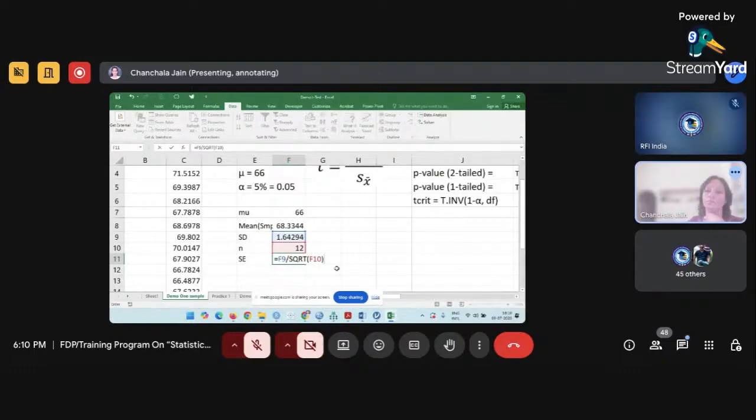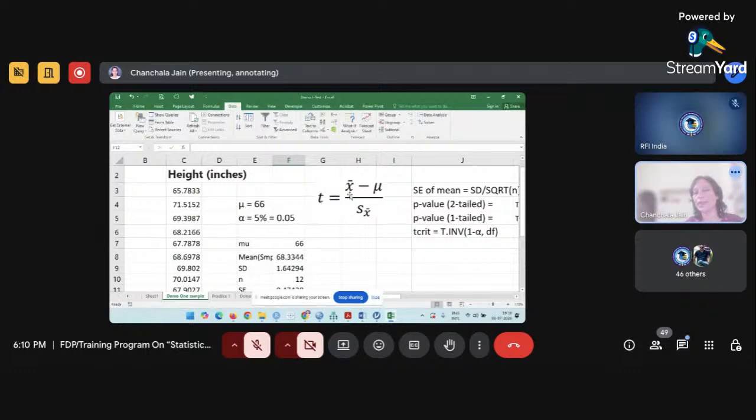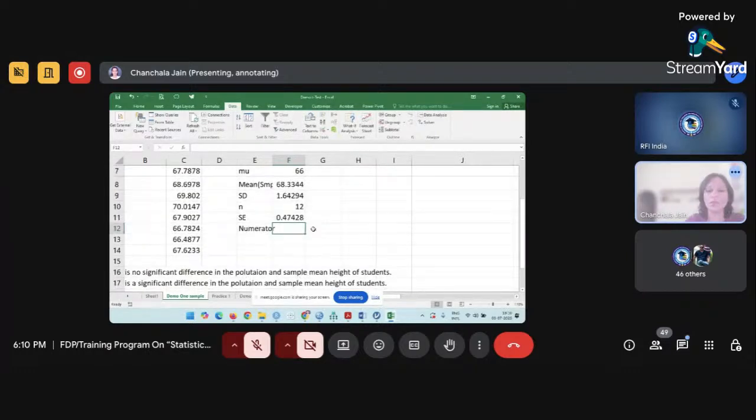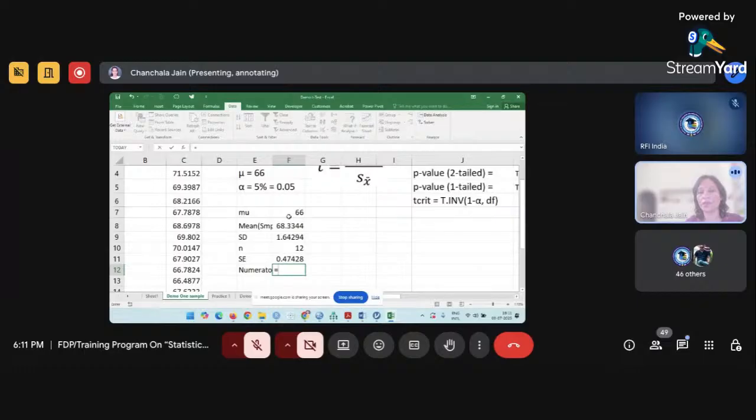Yes, ma'am. So this is the standard deviation value. Sorry, standard error of mean value. Fine. Now, I will get the numerator first. Firstly, I am calculating the numerator of my formula, which is x bar minus mu, right? Putting equal, x bar is this, minus mu is this.